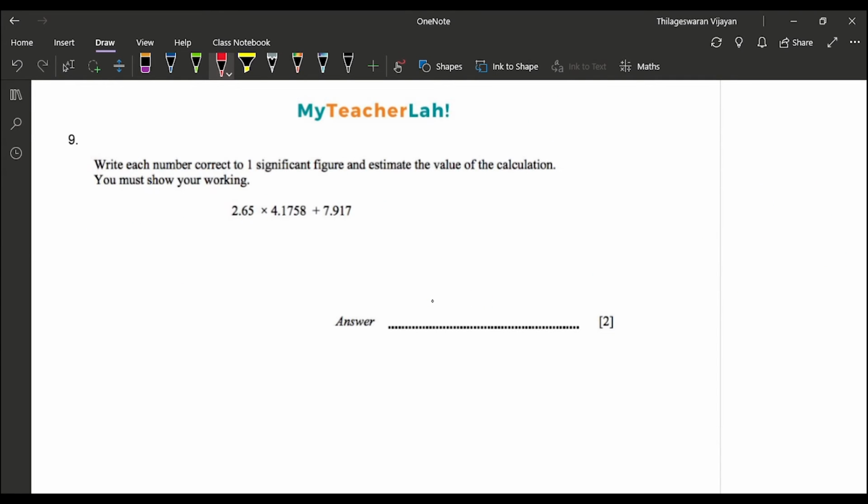Write each number correct to one significant figure and estimate the value of the calculation. So there are two parts. First, you're doing the significant figure, and then you're estimating the calculation. This part is not too difficult, you will see once I start doing it. You must show your working, which means every conversion to the significant figure, please show, do not just write your final answer. I know you can do that, but don't do it.